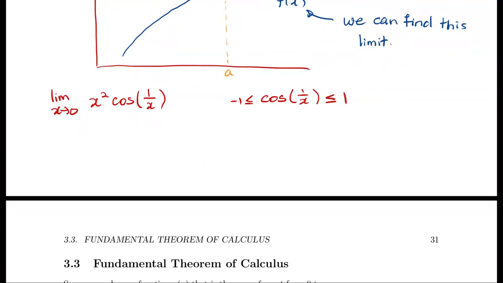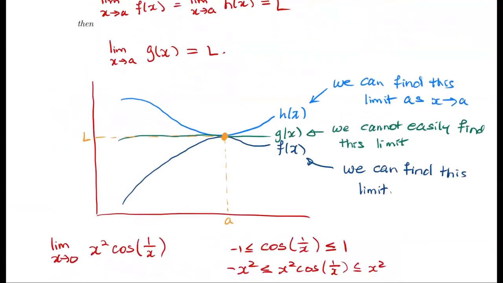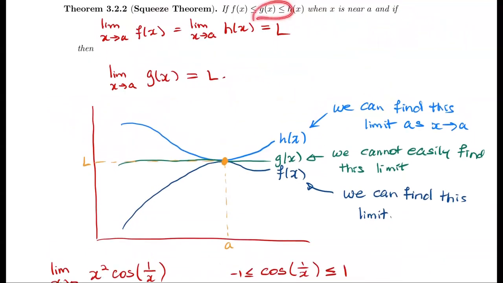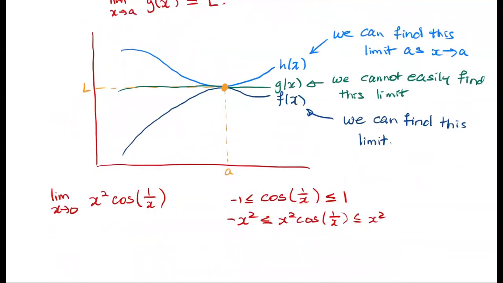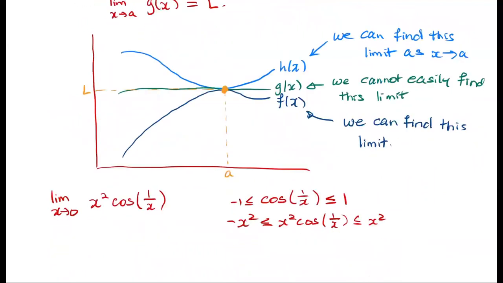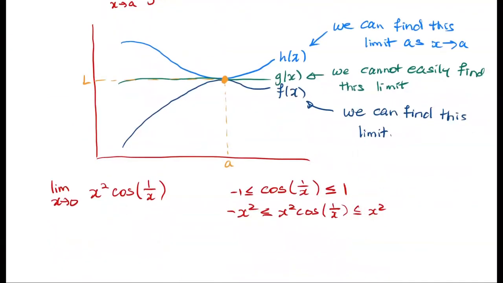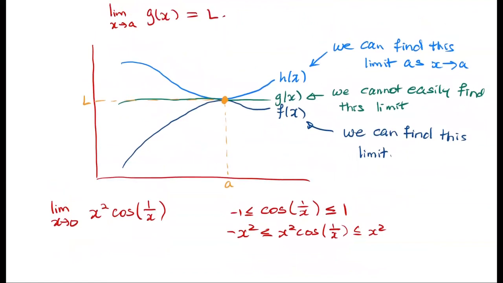Well, if we multiply both sides by x squared, then that means we have x squared less than or equal to x squared times cosine of 1 over x, less than or equal to x squared. And so we have the condition that f of x here is going to be negative x squared. g of x is going to be x squared times cosine of 1 over x. And h of x is just going to be x squared here. So now we have that condition satisfied.